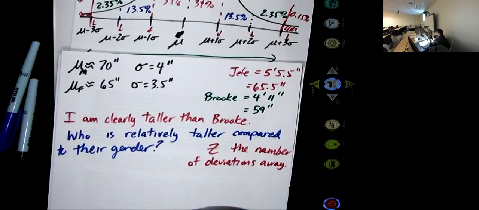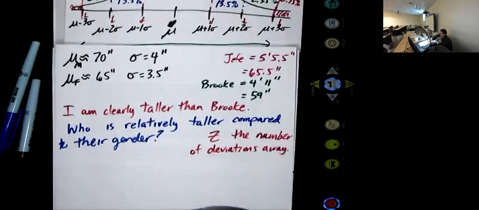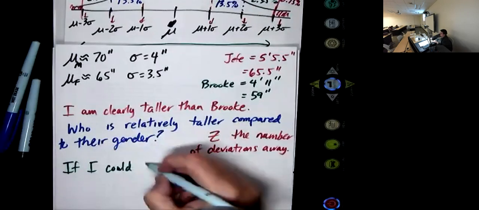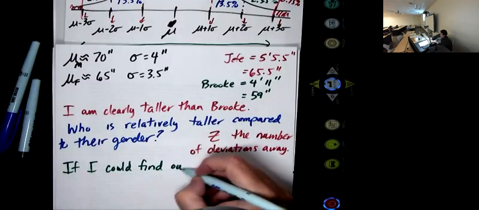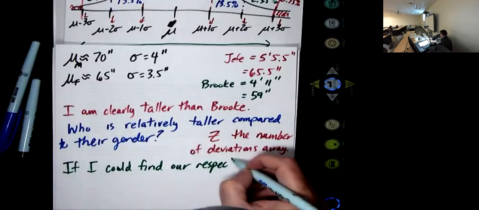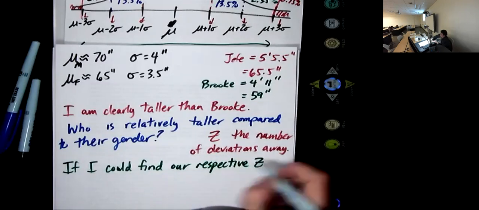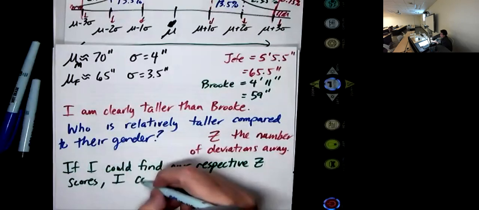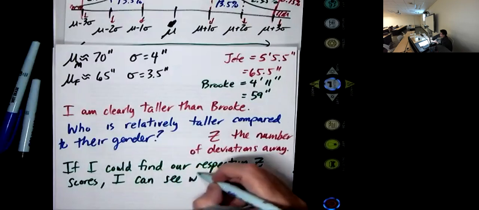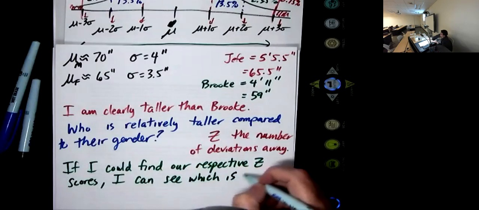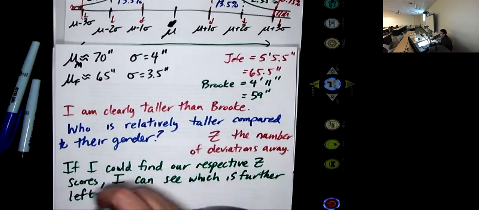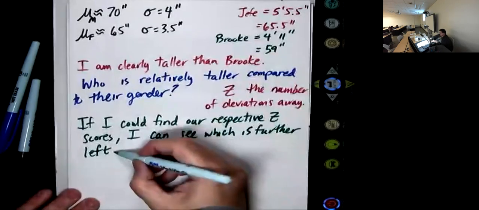So now if I can find our respective Z scores, our respective Z values, I can see which is further left, which would be shorter.